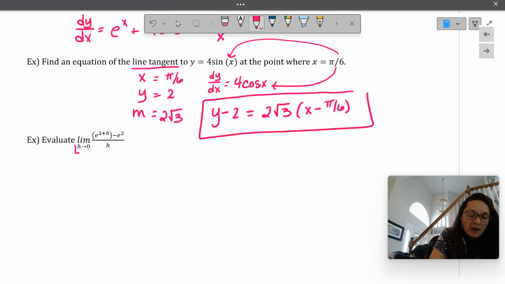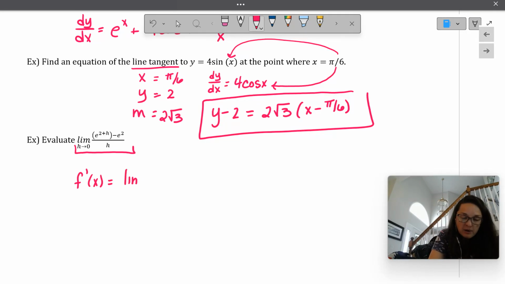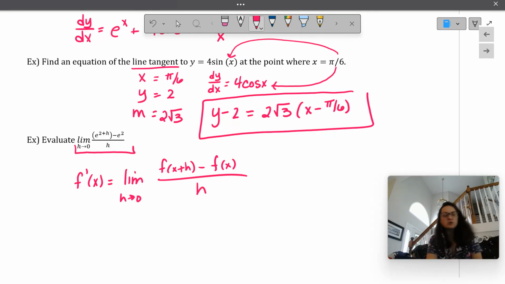So when this says, find the limit as h approaches 0 of e to the 2 plus h minus e squared over h, I need your brain to remember that f prime of x is the limit as h approaches 0 of f of x plus h minus f of x all over h. So your brain needs to look at that and go, wait a minute, I'm probably doing a derivative. Guess what? You are. Well, what's the 2 doing there? The 2 is replacing the x, which means I'm taking a derivative and then I'm plugging in 2.